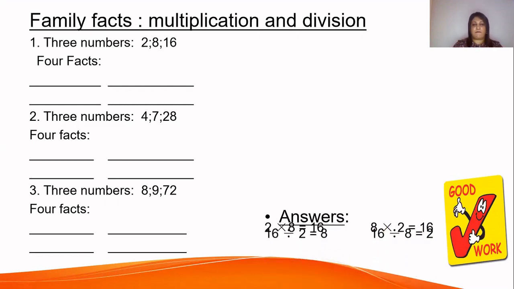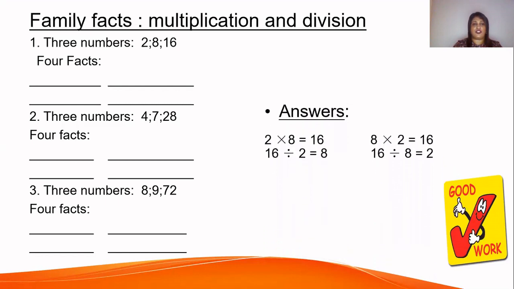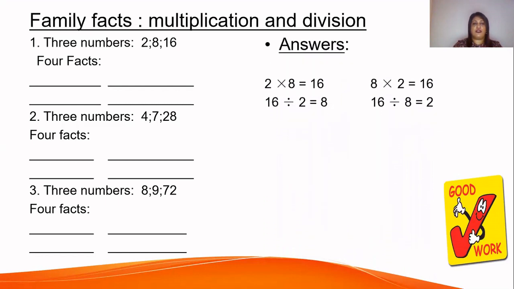The first one, we said multiplication and division. So my first answer should be 2 times 8, which is equal to 16, or 8 times 2, which will give me 16. When I'm dividing, I'll start with my biggest number. 16 divided by 2 will give me 8, or 16 divided by 8 will give me 2. Well done if you've got all right there. Let's go to the next one.